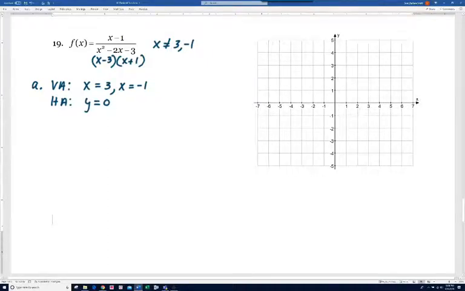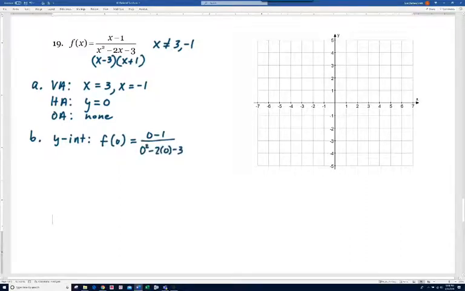Since this is the case, we're not going to have an oblique asymptote, since we don't have a bigger degree in the numerator. All right, let's move on to B. And so for the y-intercept, f of 0, well, let's see, that's going to be -1 over -3 here, which is a third. And so (0, 1/3) is our y-intercept.